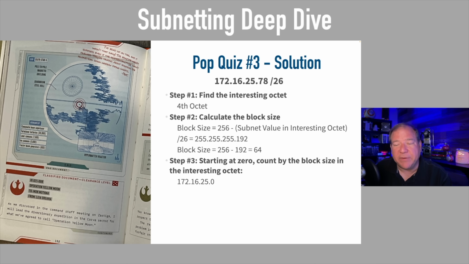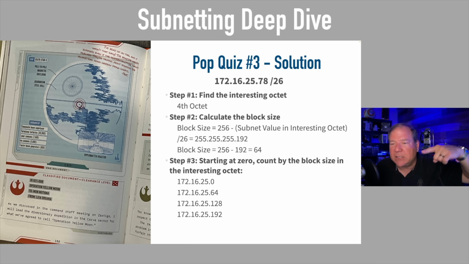And it's going to be 172.16.25.0, .25.64, .25.128, .25.192. And the control panel that R2 needs to access ends in a .78. Which one of those subnets does .78 fall in? Yeah, it's somewhere between .64 and .128. So it's in the .64 network. That's how we got the answer.